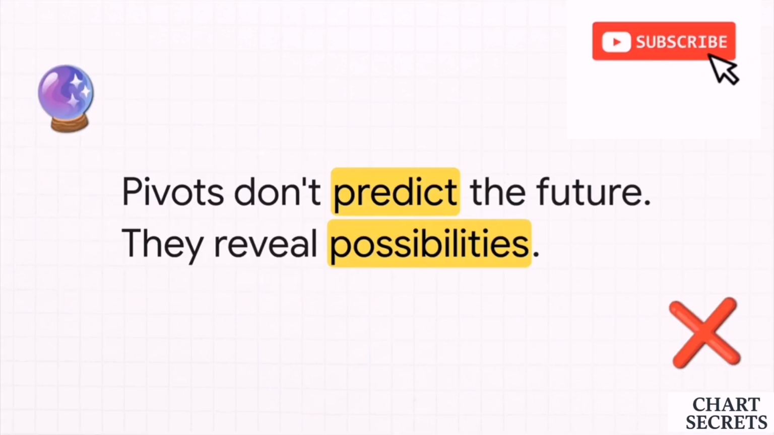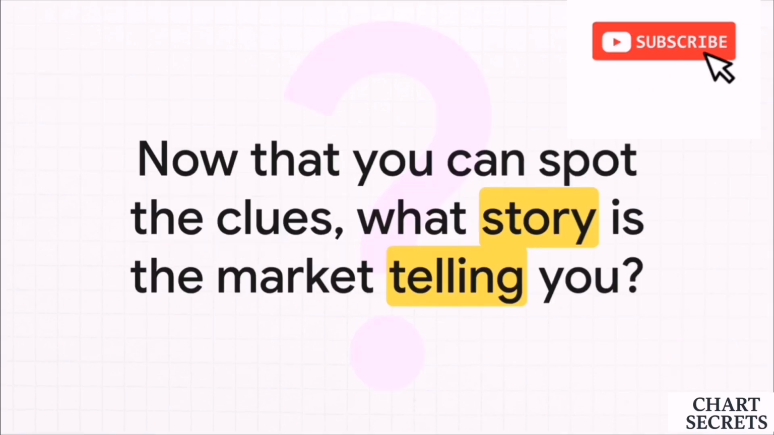But this might be the most important rule of all. Pivots are not a crystal ball. They do not predict the future with certainty. What they do is reveal possibilities, and that's where the real power is. So the next time you look at a chart, don't just see chaos. Look for the hinges, the peaks, and the valleys. Look for those 3-candle moves and the ATR returns. The clues are all there. The only question left is, what story is the market telling you?